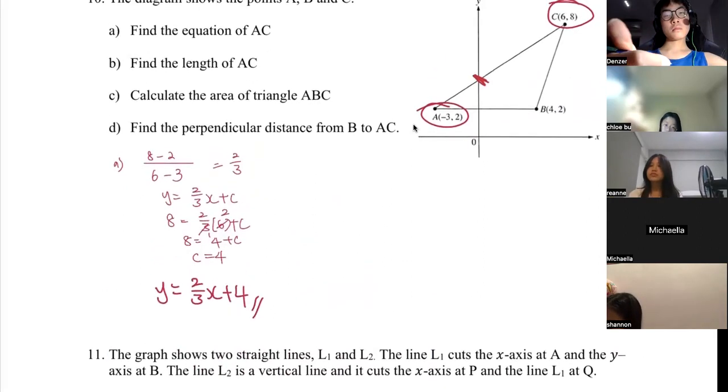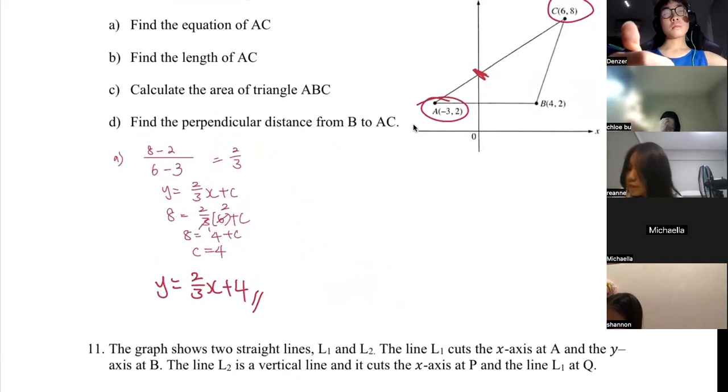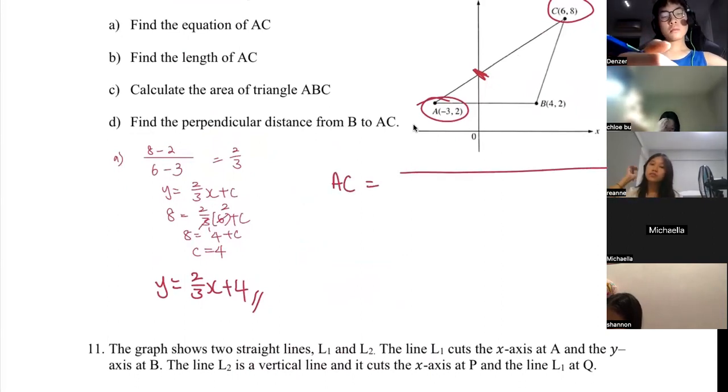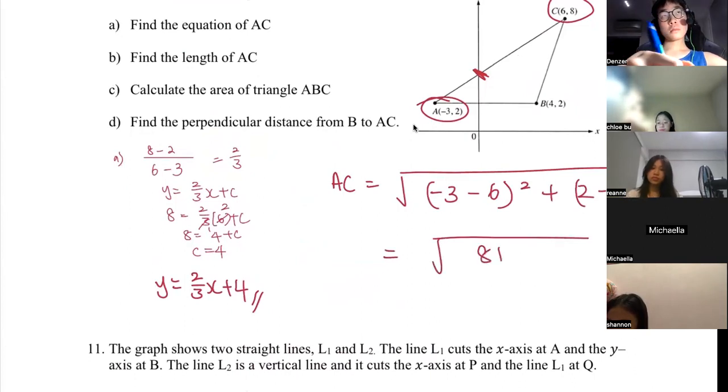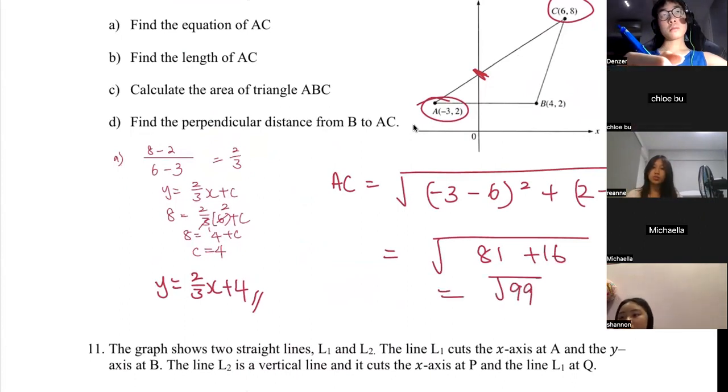All right, then after that I want to find the length. Length, it's easy. It's again using the formula. So it's x1 minus x2 square plus y1 minus y2 square, which gives me 81 plus 16. This is square root of 99.